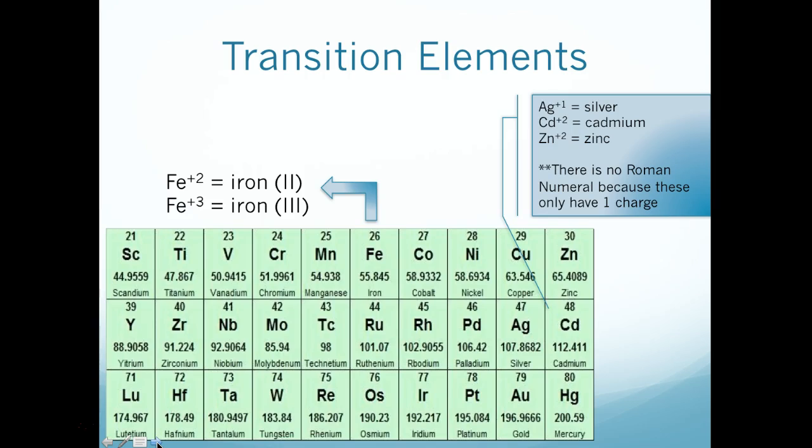So again, in your notes, what I'd like you to do is write down Ag +1 is silver, Cd +2 is cadmium, and Zn +2 is zinc. And those are the names. Notice we don't have a Roman numeral after the name. We just give it the name of the element because there are no options here. These elements always have the charge that's indicated. There is no other charge that they can have. So once you've written these down, you can resume the video and move on.